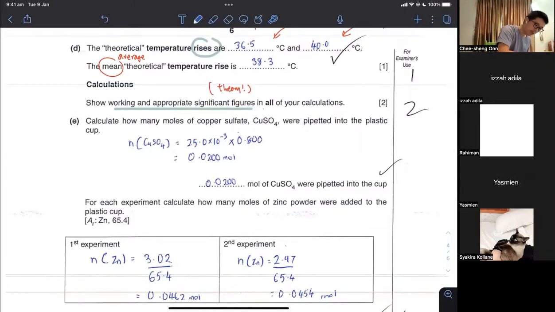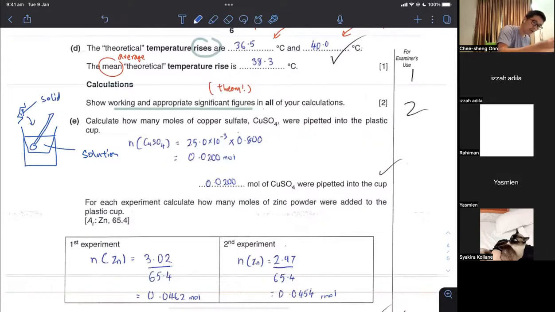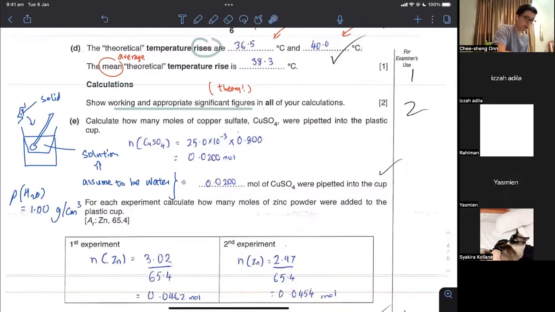One of the key concepts in this kind of experiment that a lot of students mistake, and I think I went through this with you in the theory: you have solutions, and then you tip in the solid. My diagram is not very good, so pardon my diagram. So your solid goes in. Now your solution is assumed to be water. If you don't assume it to be water, you are going to have a difficult time. So why do we assume it to be water? Because we want the density of water. We know the density of water is 1 gram per cm cube. So whatever volume of solution you have is the volume of water. Whatever the volume is in cm cube, that is your mass in gram based on the density of water.